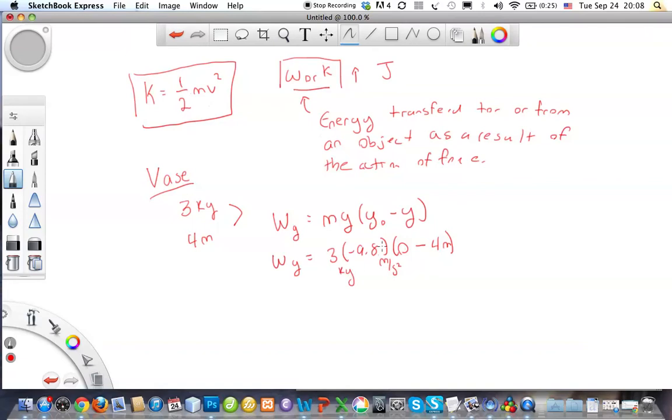If we multiply all this out, we are going to get a positive work, because we have a negative 4 here times a negative 9.8 times 3. It should give us a positive, what we got in our last problem, which is 117.6 joules.